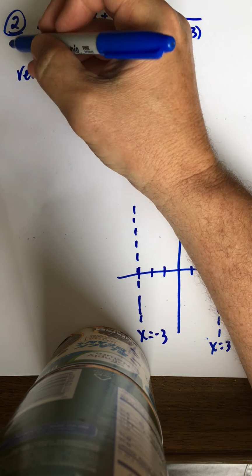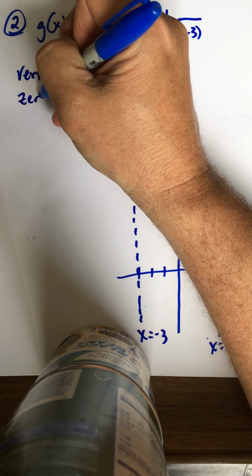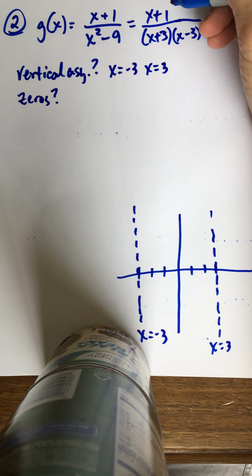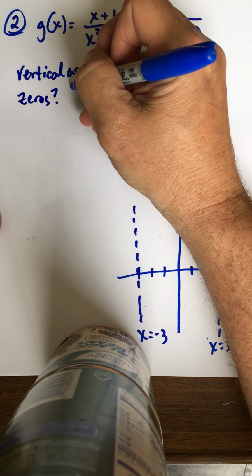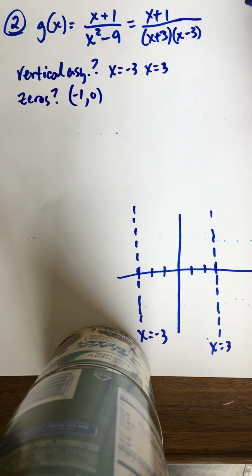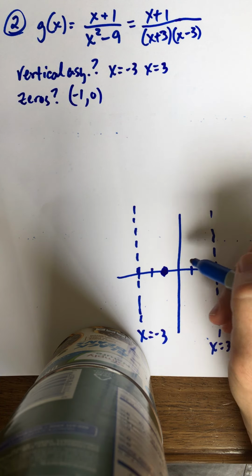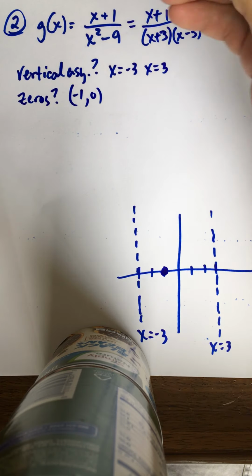Next thing are the zeros or x-intercepts. X-intercepts are whatever makes the top 0. What can you put in there? That'd be negative 1, 0. So at negative 1, 0, there's a point. This graph's got to go through there.